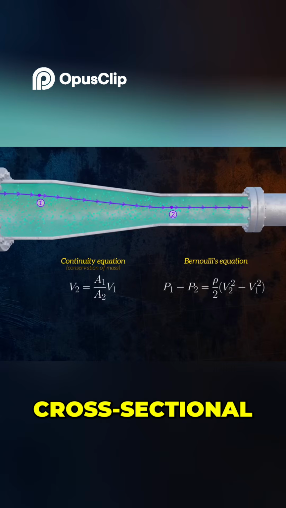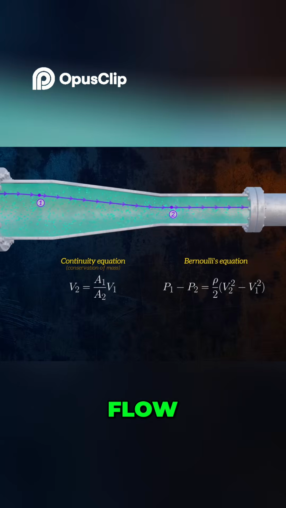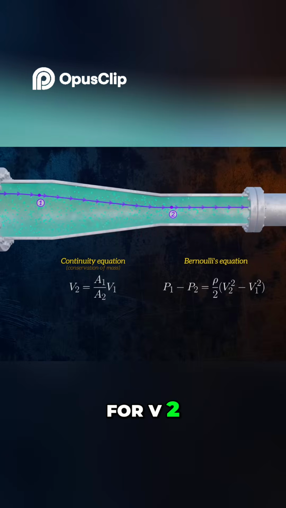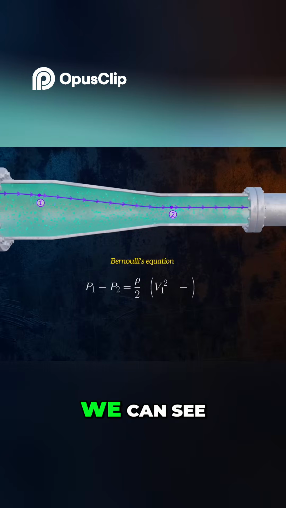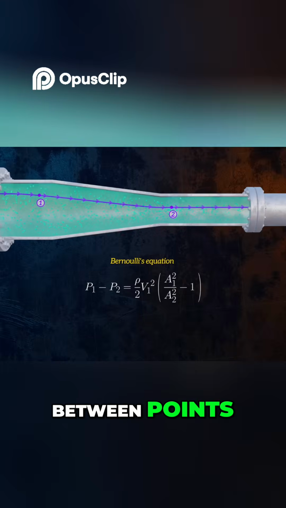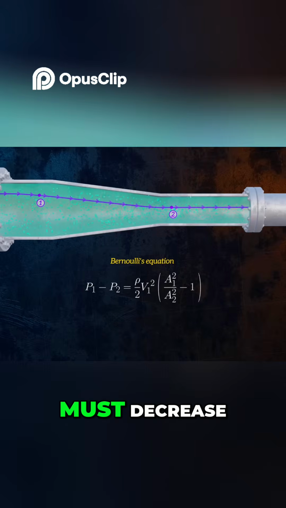The cross-sectional area, A2, is smaller than A1, which means that the velocity of the flow increases as it passes into the smaller diameter pipe. By substituting this equation for V2 into Bernoulli's equation, we can see that since the velocity increases between points 1 and 2, the pressure between both points must decrease.